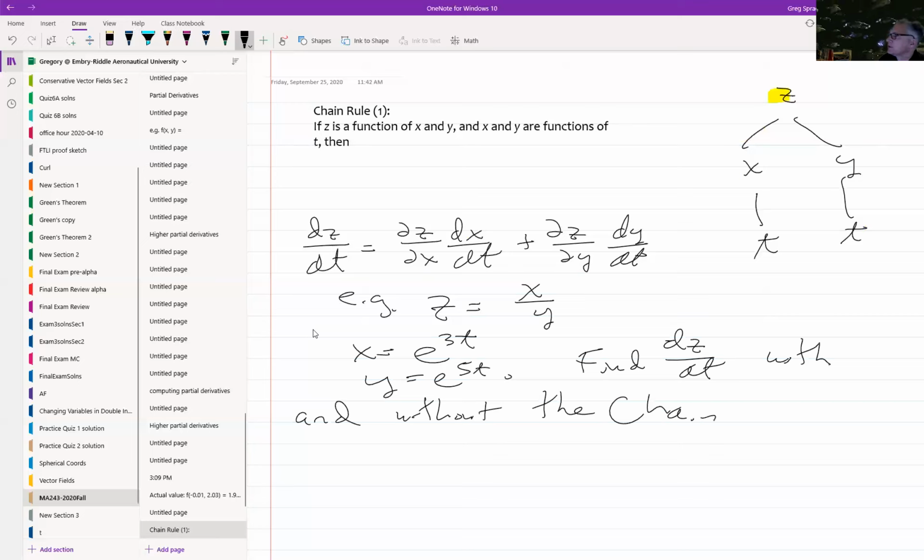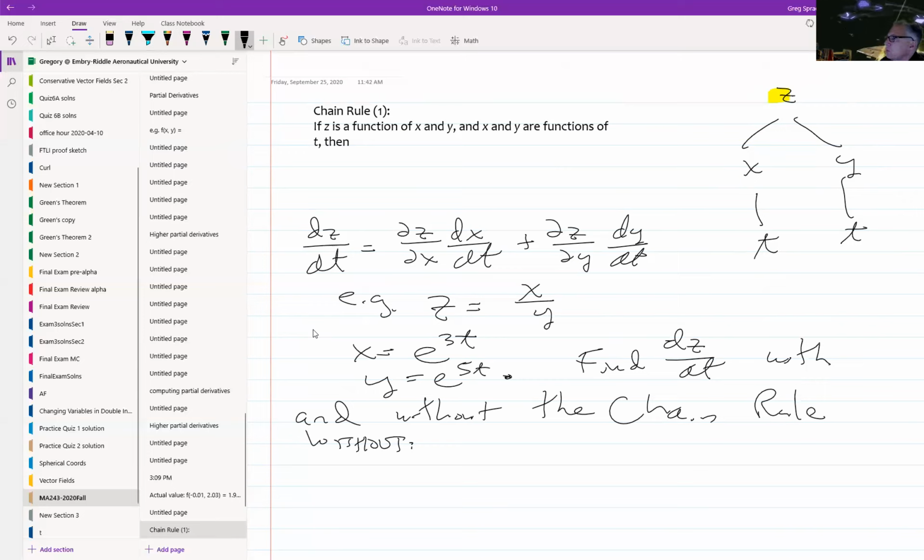Now, it's a lot easier to do it without the chain rule. I'll be honest with you. But problems like this are a good way to learn how to use the chain rule, because once in a while you actually do need the chain rule. Well, let's do it without first, because that's easier.